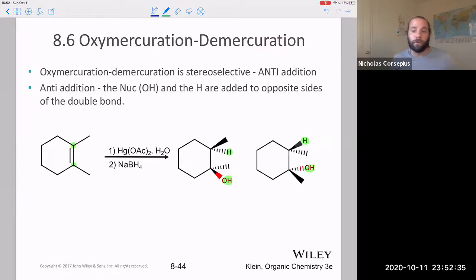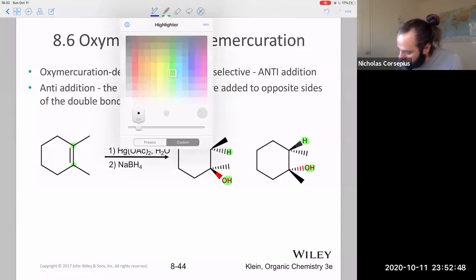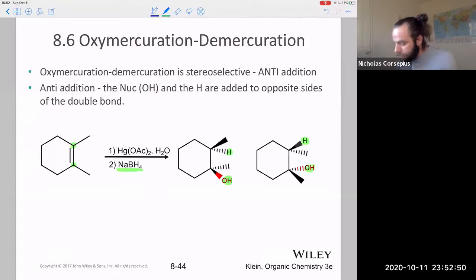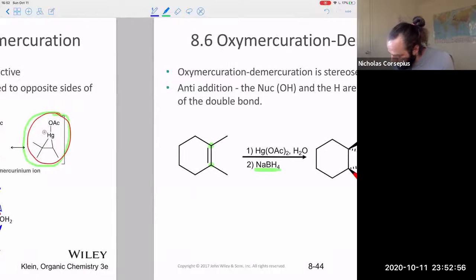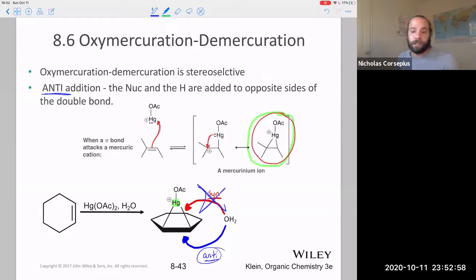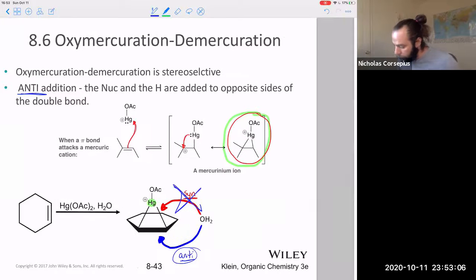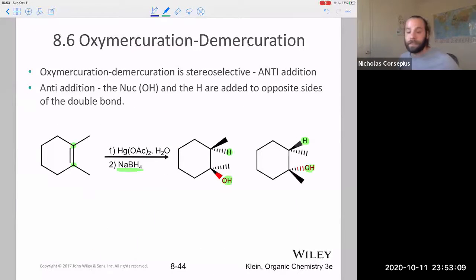You're only getting two of the four stereoisomers, both having this stereoselectivity because of that anti-addition. I guess just to point out here, this last step, this sodium borohydride, what that's doing is replacing that mercury with a hydrogen, right? So the water will attack on one side, and then the mercury is going to be replaced with a hydrogen on the other side. Okay, but importantly, these are anti-additions. This is a stereoselective reaction.